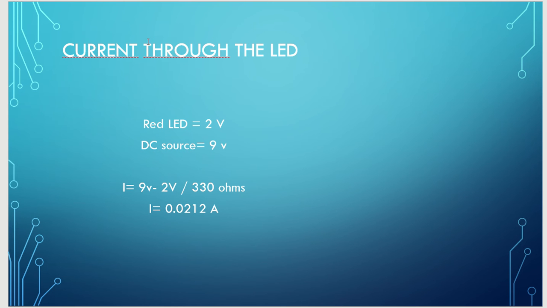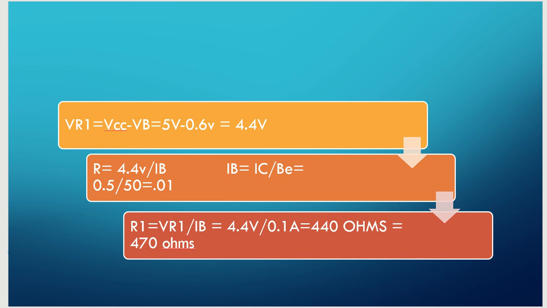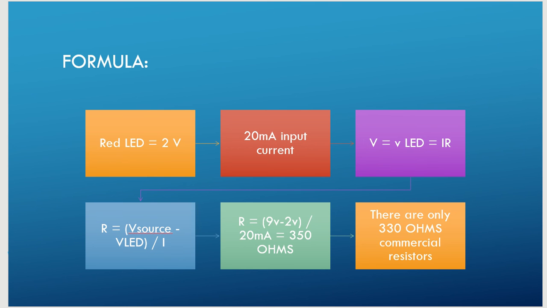Now, to find the current through the LED, we apply again the simple Ohm's law. We have the 9 volts, which is our source, minus the voltage for the LED divided by the value for the resistor that we just found, and then we get a current for this value. And now we are going to find the value for the other resistor.